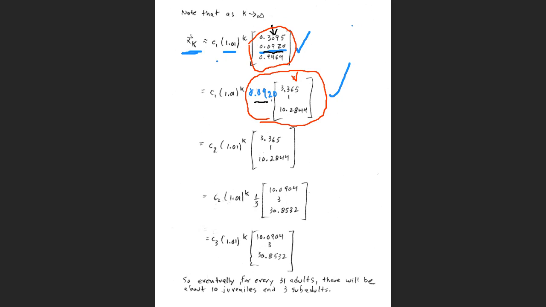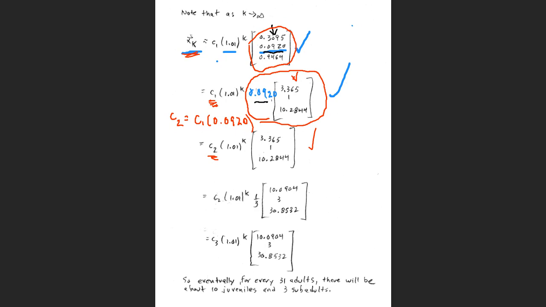And what I can do is, you notice I have a C1 in front of here. But if I define C2 to be C1 times 0.0920, then I have a C2 here. And all I'm doing is I'm rewriting the stage vector x sub k.